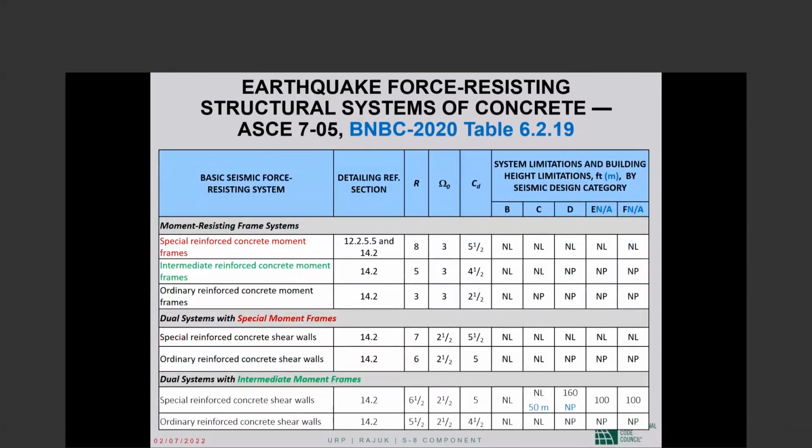Now, this is a portion of the R values table, Table 12.2-1 of ASCE 7, which is BNBC Table 6.2.19. So we have the basic seismic force resisting system. The detailing reference you could actually ignore.